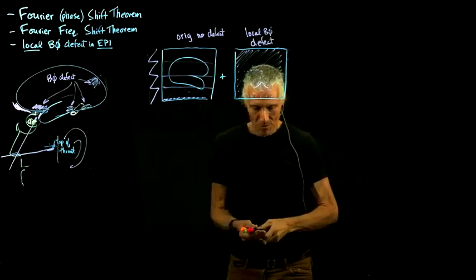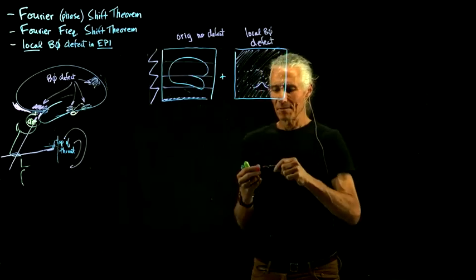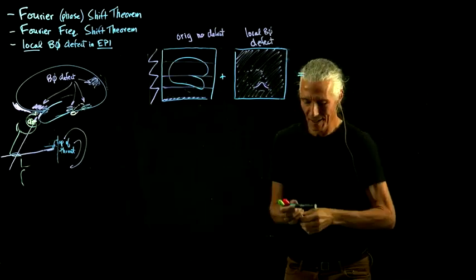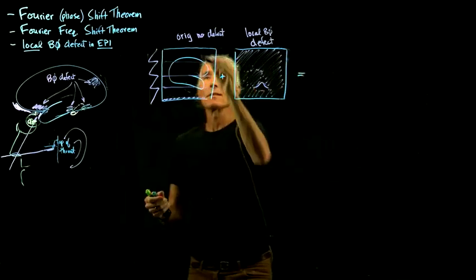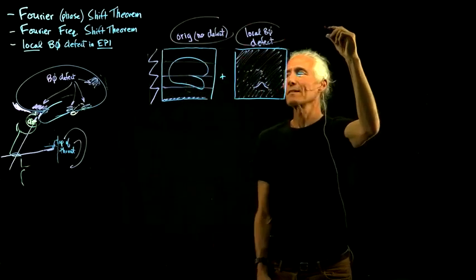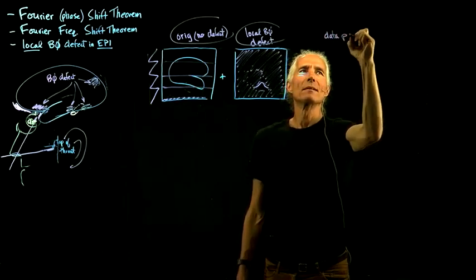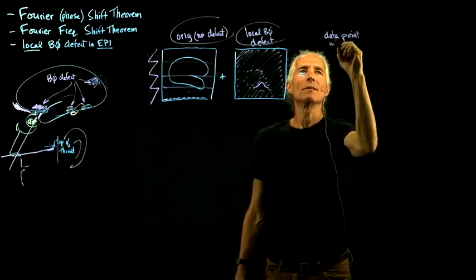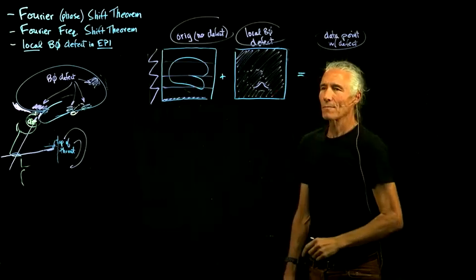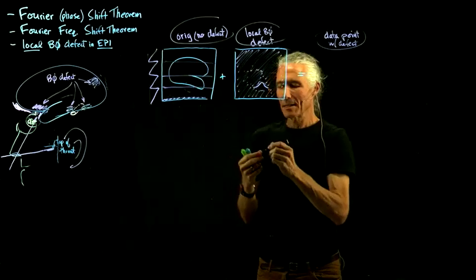So what is that going to do? Well, it's going to mess up the stripes, right? So this is the original, no defect. Here's the local defect, and this is our data point with defect. It's going to mess up the phase of the stripes. And so what is that going to do? If it was a positive one, it's going to squish the stripe.